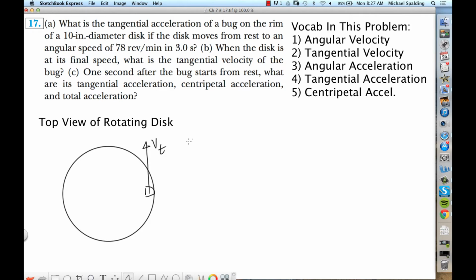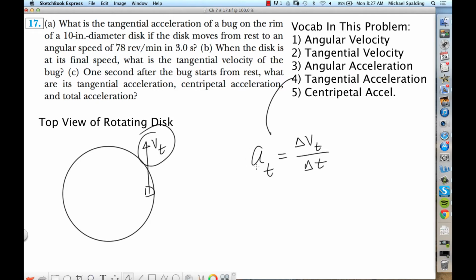Because what happens if this disk has an angular acceleration? Well, if there's an angular acceleration, what's happening to the disk? It's going around faster and it's speeding up, right? It's going faster, faster, faster, faster. Would an angular acceleration cause the tangential velocity to change? Yeah. So that would be called a tangential acceleration. A tangential acceleration, A sub t, would be any change in the tangential velocity over time, which is going to be caused from an angular acceleration.